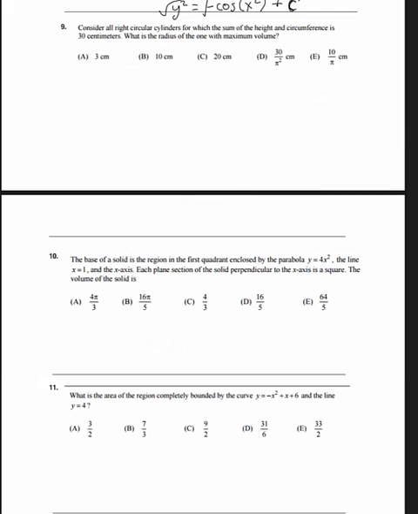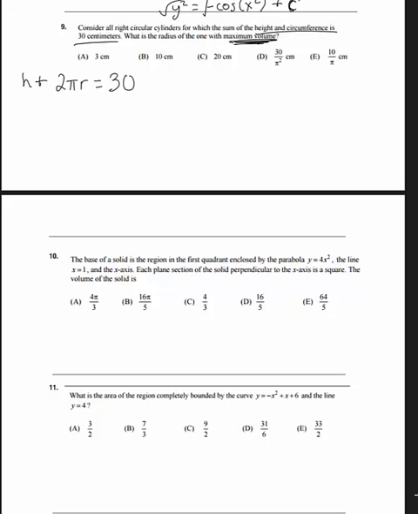Alright, next question we have, it says, consider all right circular cylinders for which the sum of the height and the circumference is 30 centimeters. So I'm just going to go ahead and write that h plus circumference, which is 2 pi r, equals 30. Then it says, what is the radius of the one with the maximum volume?